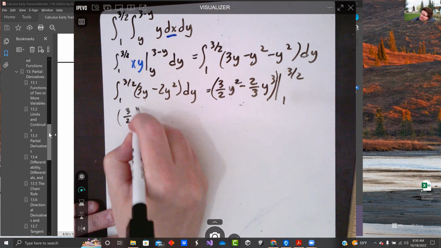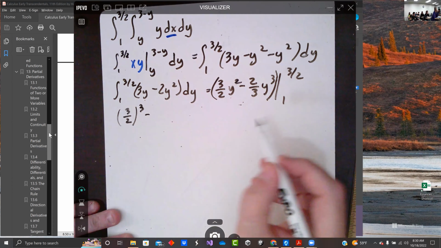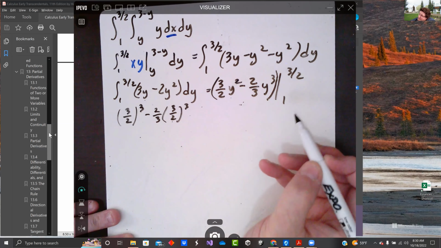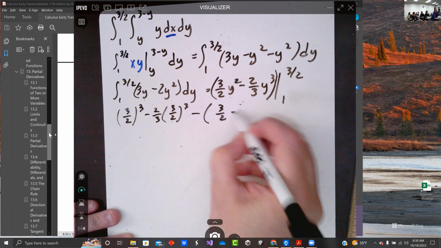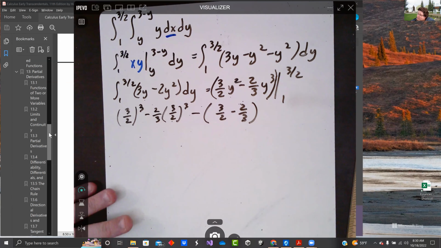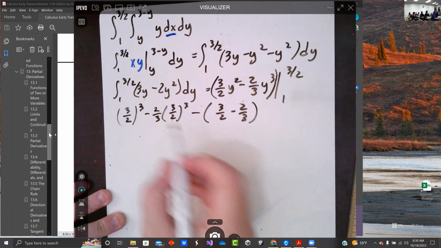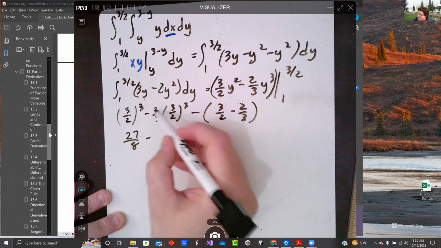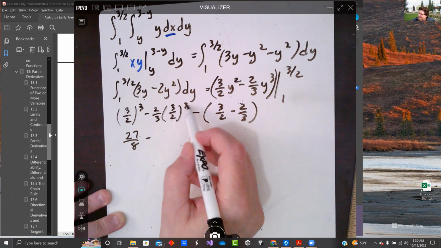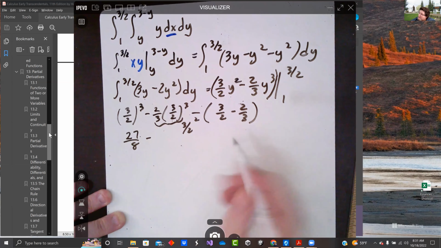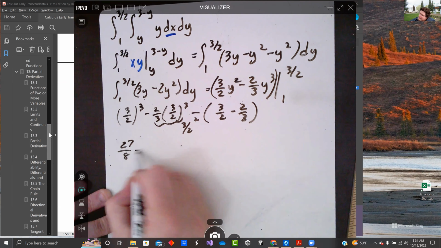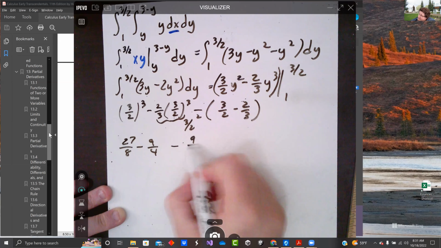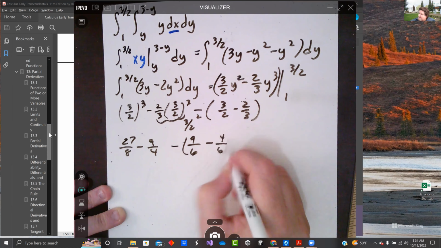Okay. Oh, yeah. So I got 3 halves cubed minus, look at this, 2/3 times 3 halves cubed. And then I got minus 3 halves minus 2/3. There's a lot going on here, right? So we got 27/8 minus. This simplifies. I can cancel out a 2/3 and a 3 halves, and this boils down to 3 halves squared. So 27/8 minus 9/4 minus, what do we got here? Get a common denominator. I've got 9/6 minus 4/6, so 5/6.